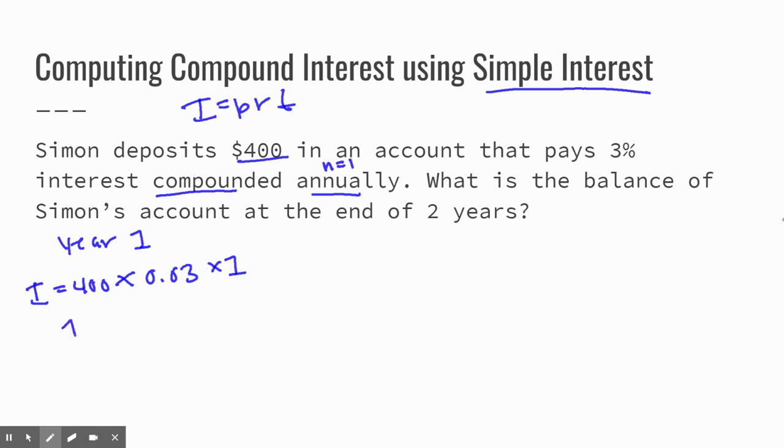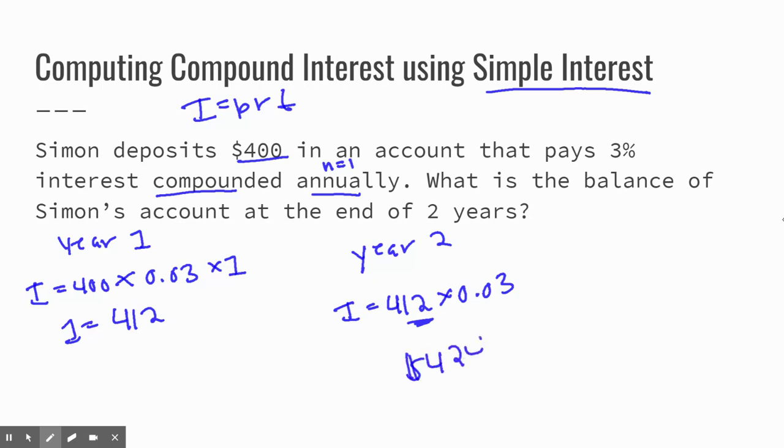You're earning $12 interest in the first year, right? So at the end of year 1, my balance is going to be 412. For year 2, your interest is going to be 412 times 0.03, because now I'm earning interest off of that $12. So you're doing 412 times 0.03, and you get $12.36. So you're going to add that. So 412 plus $12.36. So at the end, you're going to have 424 and 36 cents. And that's at the end of year 2.